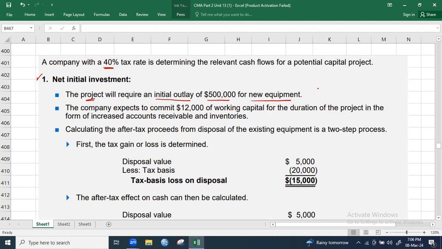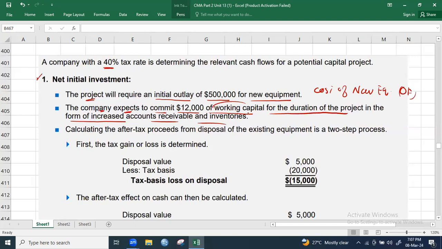So actually, this is the cost of new equipment, and I told you it will always be an outflow for you. Then the second information he told you is that the company expects to commit $12,000 of working capital for the duration of the project, in the form of increased accounts receivable and inventory.